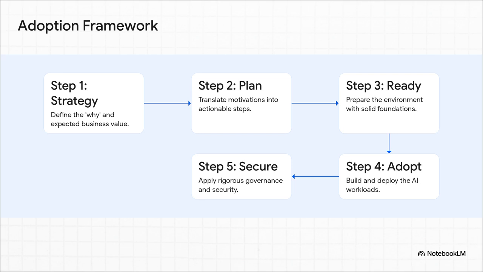It's our map. Now, these stages are probably pretty familiar to you, but they take on a whole new meaning with AI. You've got to start with strategy, asking why are we even doing this? Then you plan it out, get your environment ready, adopt by actually building the agents, and finally, you secure the whole thing. This structure is what's going to keep you from getting lost in the weeds.